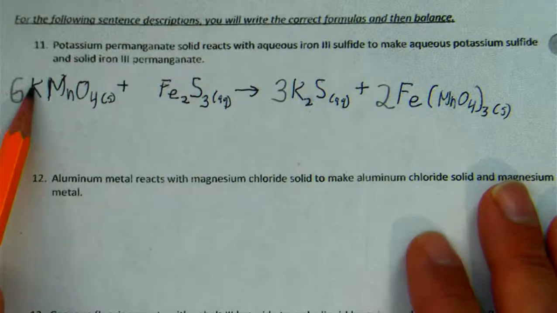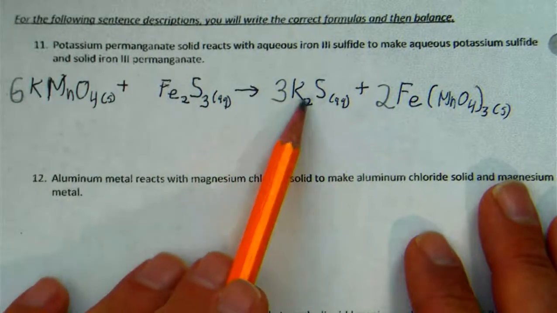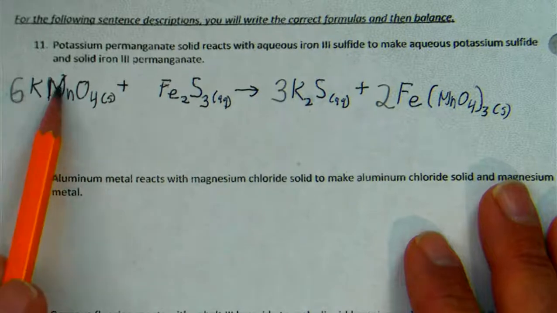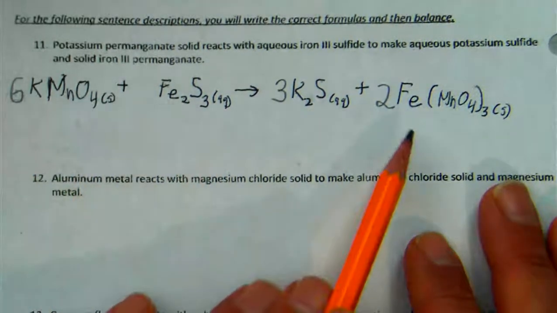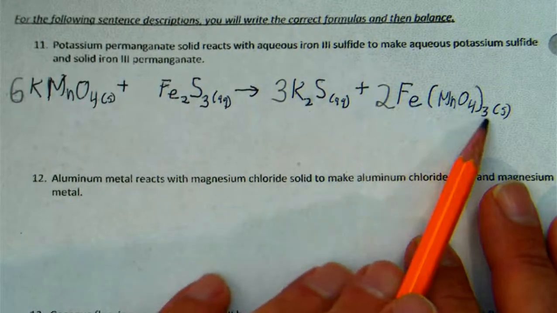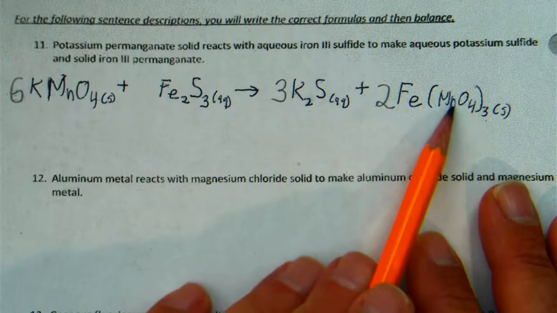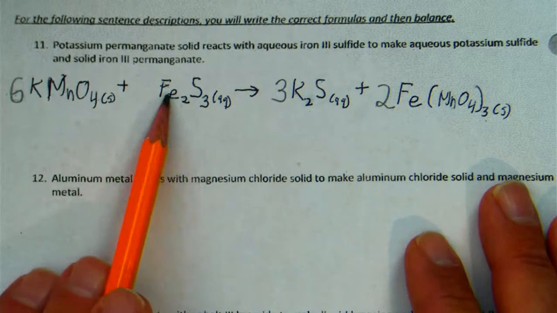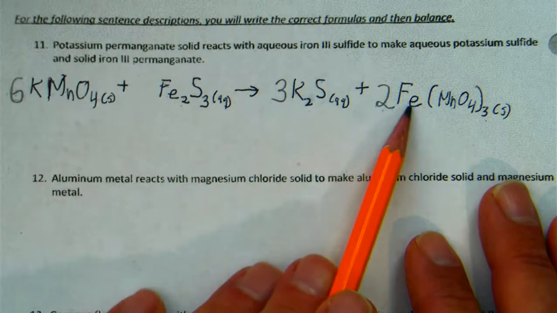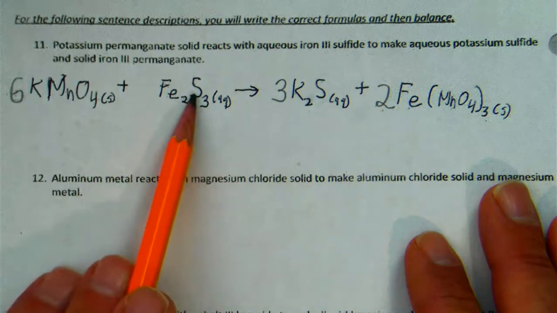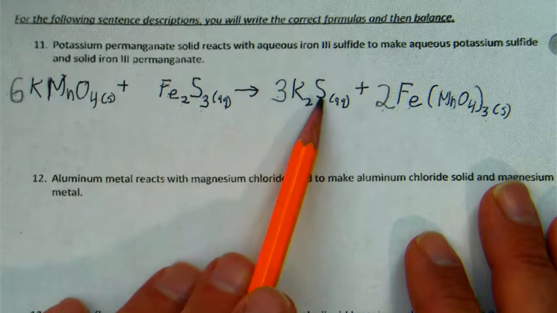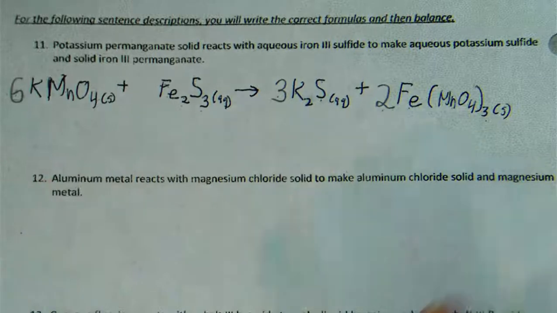6 potassiums on the left, 6 potassiums on the right, 6 permanganates on the left, 2 times 3 is 6 permanganates on the right, 2 irons on the left, 2 irons on the right, 3 sulfurs on the left, 3 sulfurs on the right. Number 11 is done.